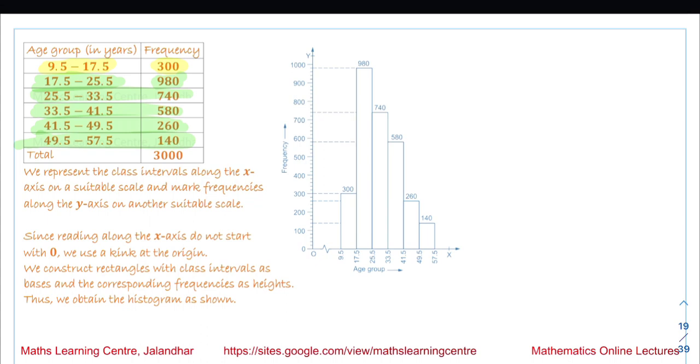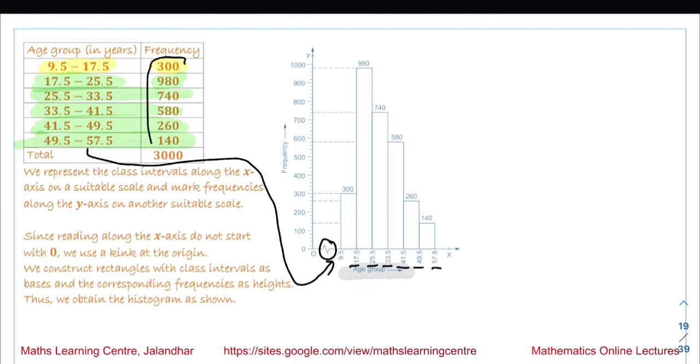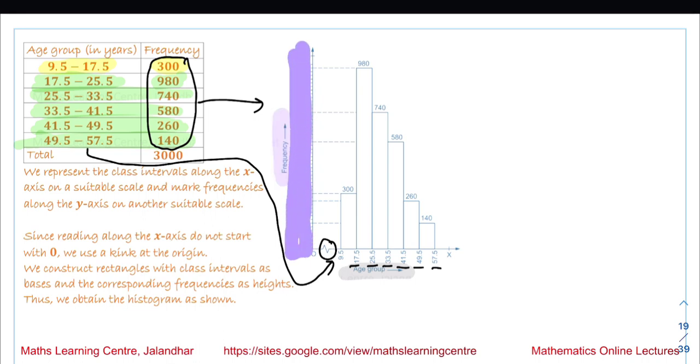Now we know the procedure. On the x-axis we are talking about the age group. The values we have are 9.5, 17.5, 25.5, 33.5, 41.5, 49.5 and 57.5. The frequencies we mark on the y-axis. So we have marked these points. The scale we have used is that 1 unit represents 100.